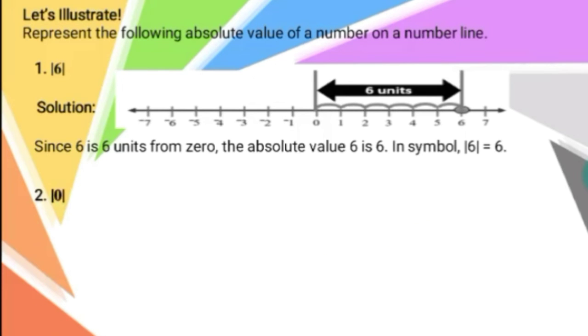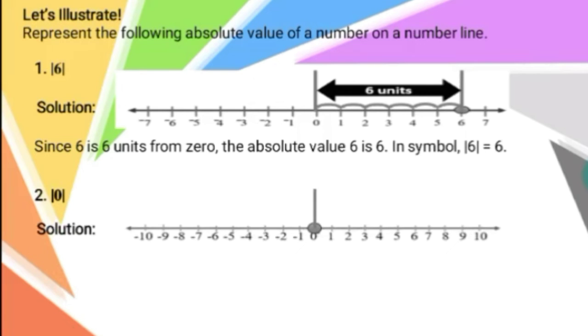Next, the absolute value of 0 is 0. Napapansin nyo na hindi tayo mag-move kasi yung 0 yung hinahanap nating absolute value. The absolute value of 0 is 0. In symbol, the absolute value of 0 is 0.